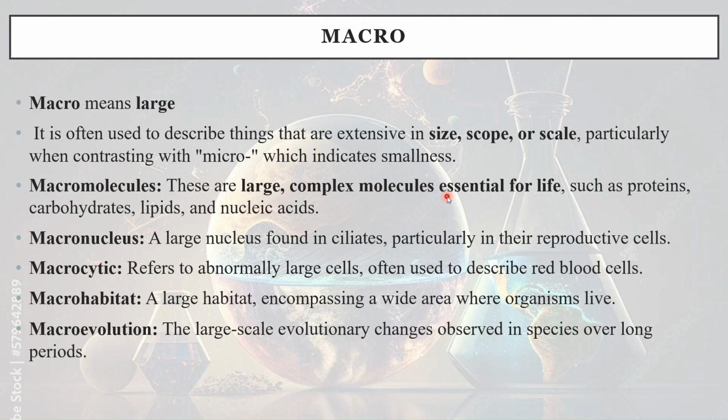The common words we should know are macronucleus, the large nucleus found in ciliates, which is responsible for reproductive cells. Macrocytic: an abnormally large cell is called macrocytic. Macrohabitat is a large habitat encompassing a wide area where organisms live. Macroevolution is large-scale evolutionary change observed in species over a long period of time. Particularly, we used to say humans came from animals. These are some examples of macroevolution.